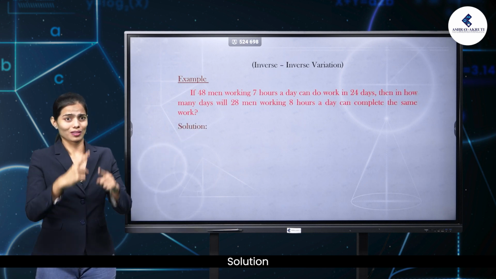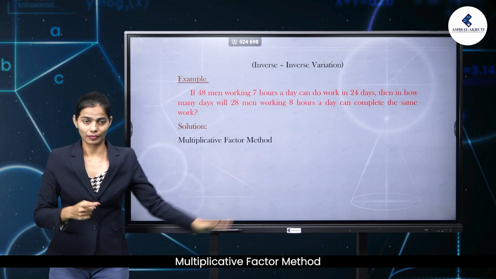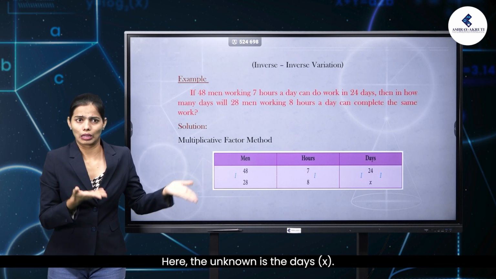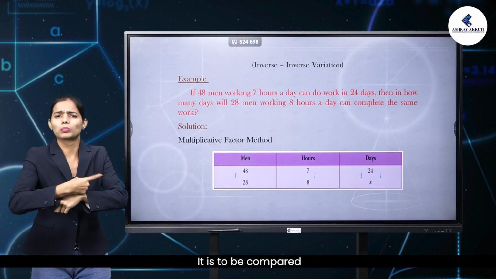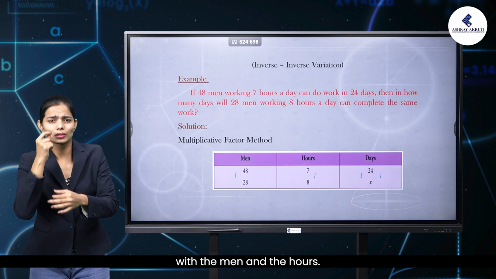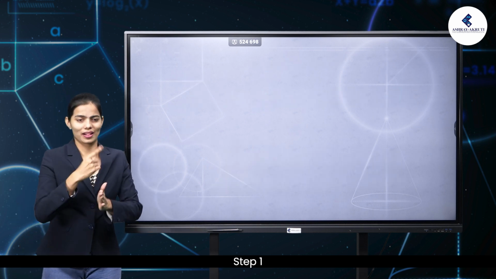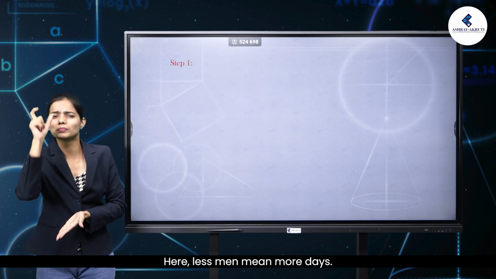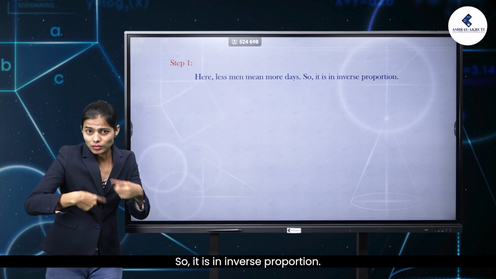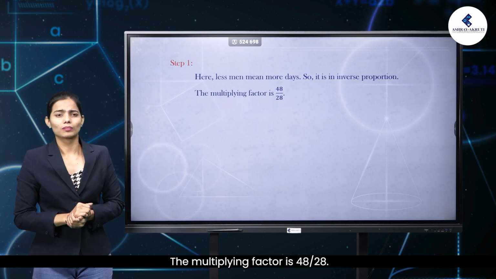Solution. Multiplicative factor method. Here, the unknown is the days x. It is to be compared with the men and the hours. Step 1. Here less men mean more days, so it is in inverse proportion. The multiplying factor is 48 by 28.